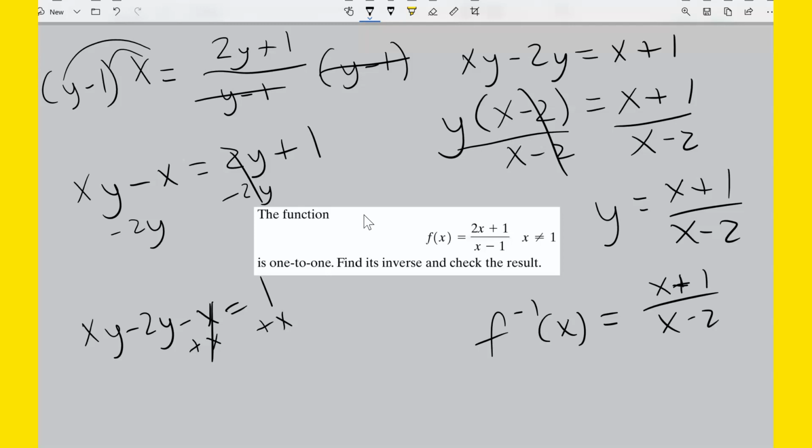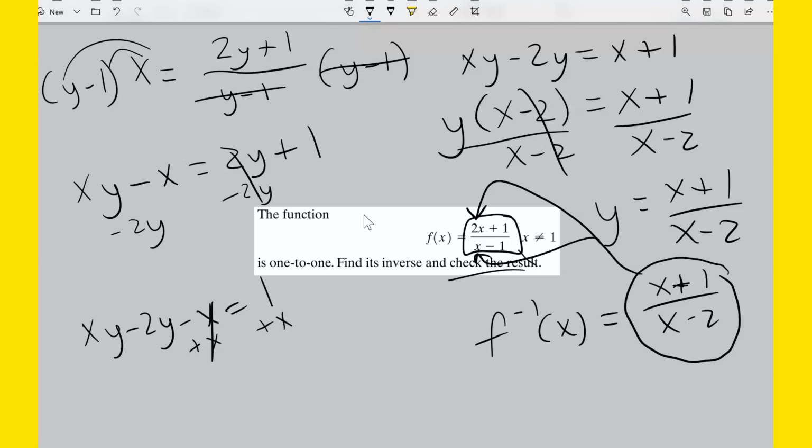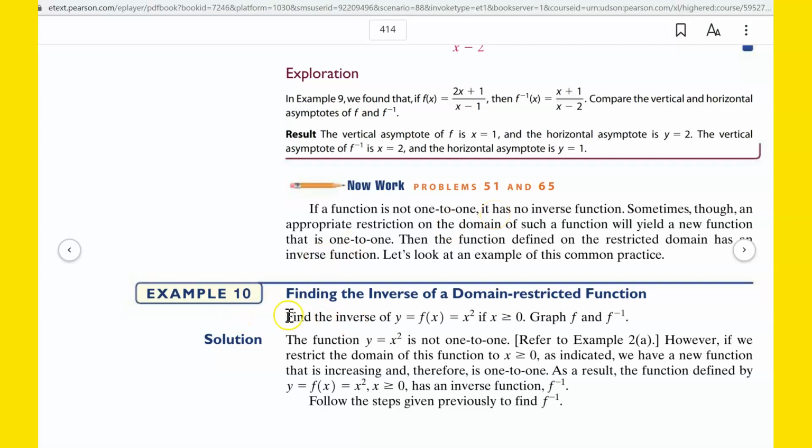All right, then it says check the result. What you'd have to do to check the result is plug what we just found into x right there and right there. Or you could go the other way and take this and plug it into x there and there. You would then simplify as much as possible, and it should just come out to x. If it doesn't, then something's wrong. But it should. I'm not going to go through that process because I don't think it's necessary, because we've already shown you how to do stuff like that earlier in this video. So let's go on to example 10.